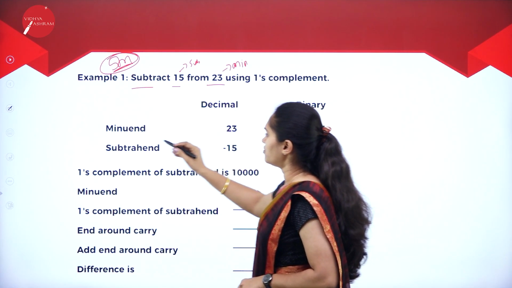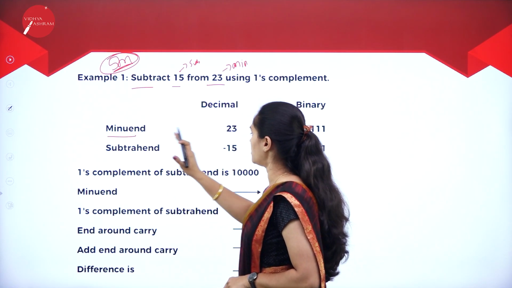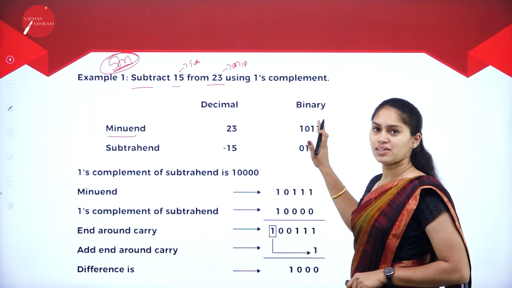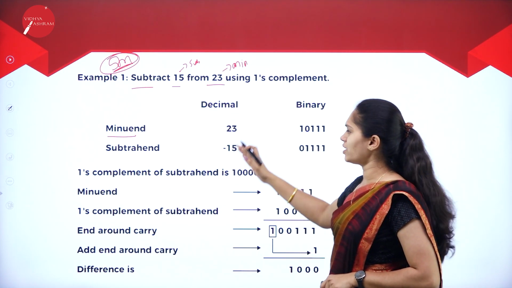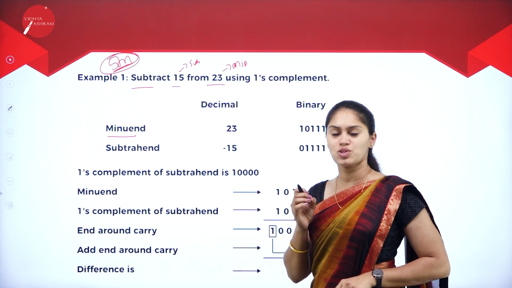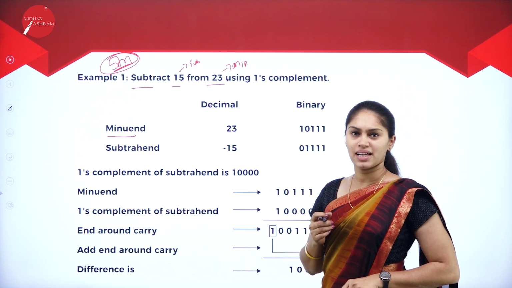So the first value is the minuend. Here we have a decimal value, and I have to find the equivalent binary value. We cannot deal with only decimal, because we are performing binary subtraction. So we have to write the binary value.